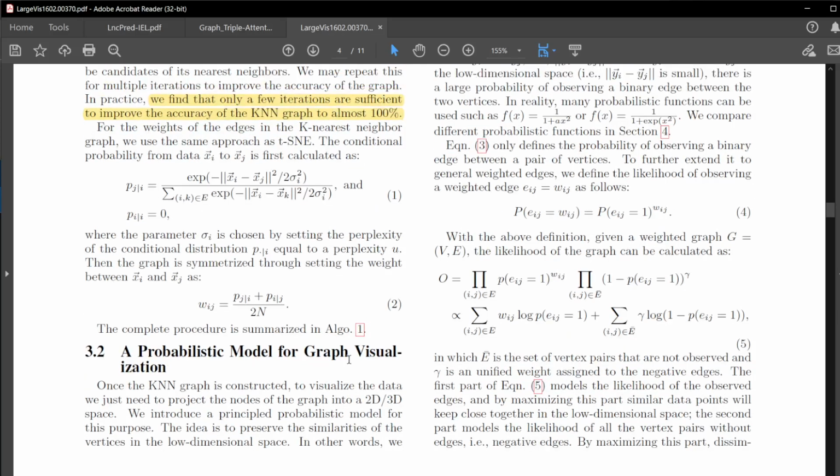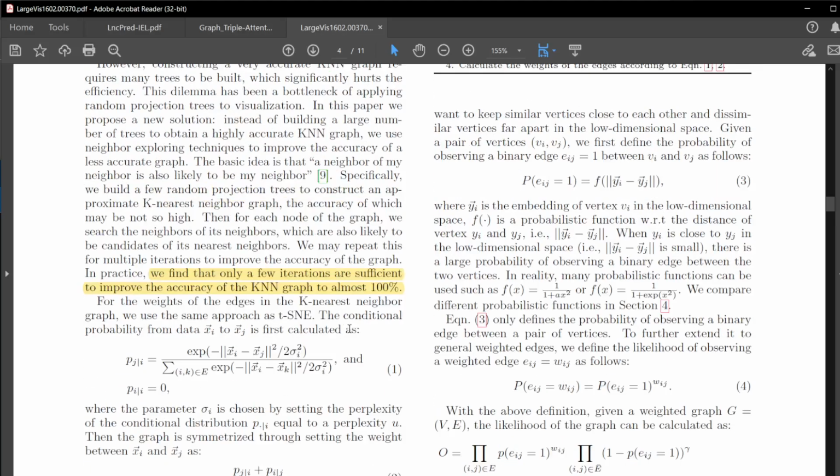3.2 A probabilistic model for graph visualization. Once the KNN graph is constructed, to visualize the data we just need to project the nodes of the graph into a 2D/3D space. We introduce a principled probabilistic model for this purpose. The idea is to preserve the similarities of the vertices in the low-dimensional space.